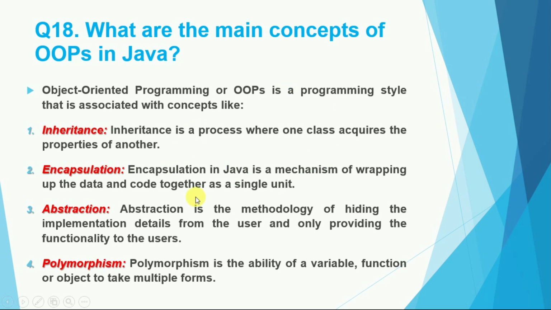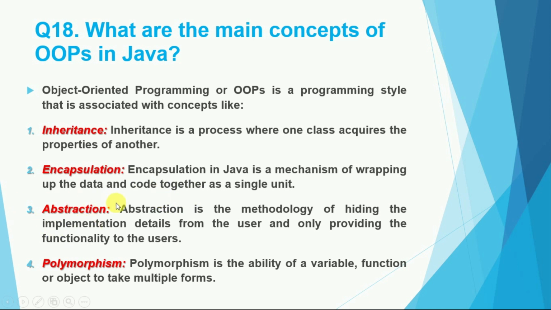Okay, so what are the main concepts of OOPS? First is inheritance. We will discuss all this later, but we should know the basic definition of all these OOPS concepts. Inheritance is the process where one class acquires the properties of another. I mean, you can say there is a parent-child relationship between different classes. Encapsulation in Java is a mechanism of wrapping up the data and code together as a single unit, in a capsule form, we can say. That's why its name is encapsulation. It basically wraps the data and code together in a single unit.